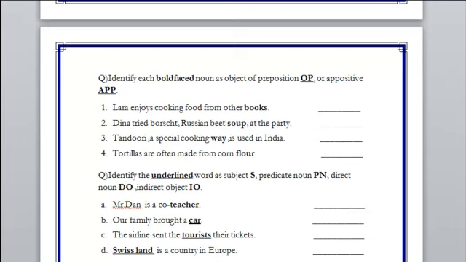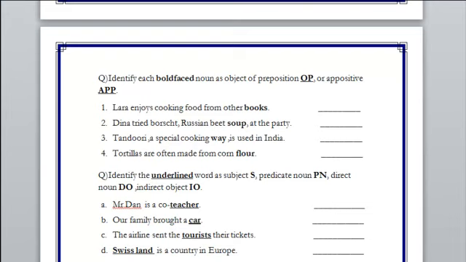Okay, so let's start with this question. Identify each bold-faced noun as object of the preposition (OP) or appositive (APP). Object of the preposition means what? It's the noun that comes in the preposition phrase. So the preposition will be coming first. It's a preposition phrase and the object of it, the noun, will be taken as OP. And APP, appositive, is a part of a sentence that, as I told before, has a comma at the beginning and a comma at the end if it comes in the middle of the sentence. This part identifies a noun that comes in the sentence, most of the time the subject. Okay.